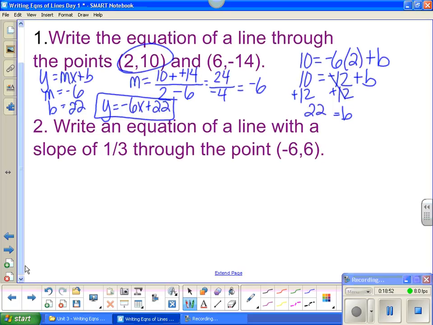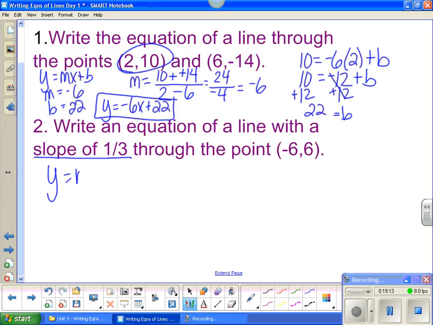Now sometimes when we've done ones like number 1, it makes ones like number 2 more difficult. But remember, the ones like number 2 are actually easier because let's look at what I gave you. It says write an equation of a line with a slope of 1/3 that passes through the point (-6, 6). Well, how is this easier? I gave you the slope. That takes that whole first step out.